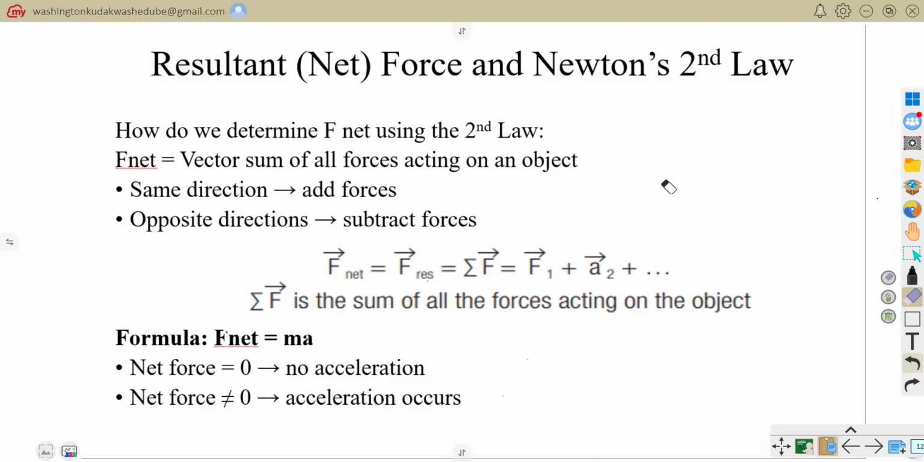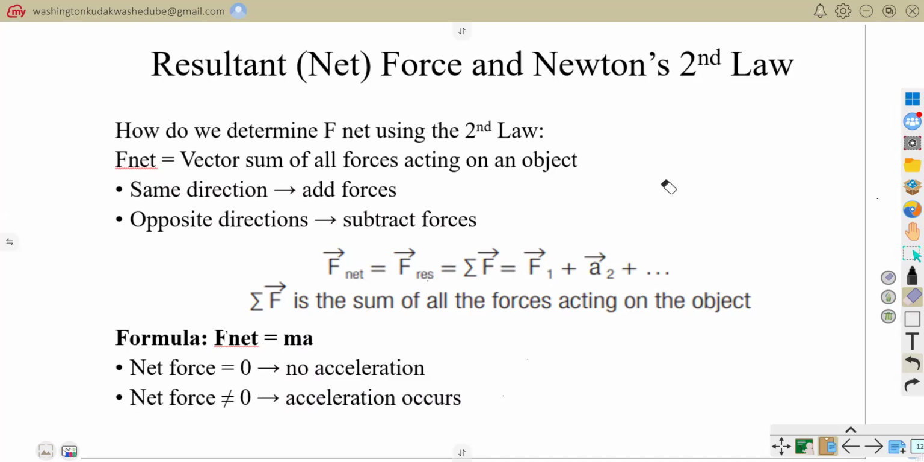Maybe we have two or more objects, or one object with more than one force acting upon it. How do we determine different kinds of forces? This is where we now want to dive deep into the resultant net force and how we apply Newton's second law in determining it. So, the first question to ask ourselves is, how do we determine net force using the second law?